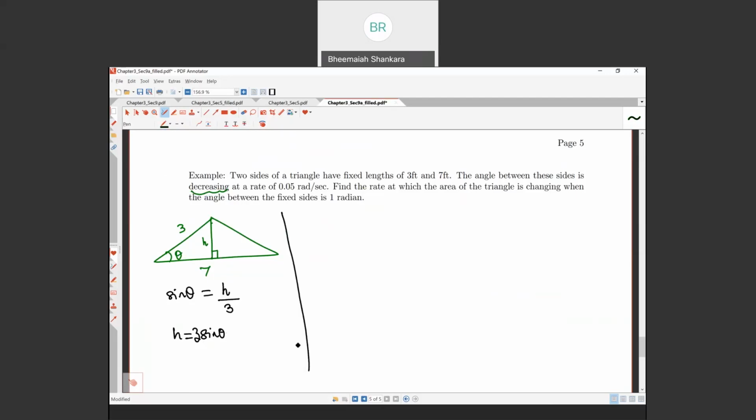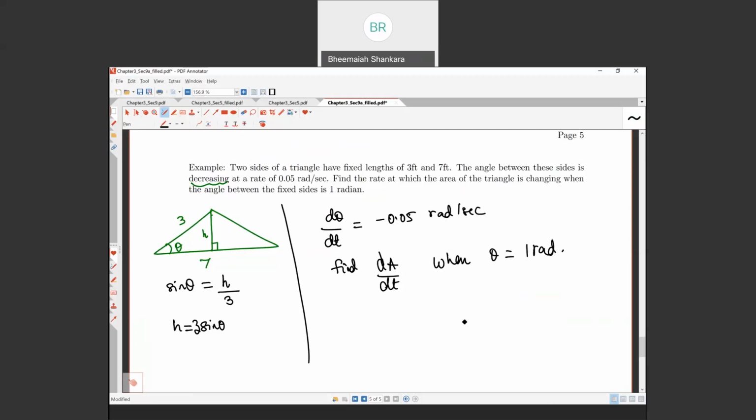Now list all the given quantities. d theta over dt is negative 0.05 radians per second. This is given for us, the rate at which the angle changes between the two sides. And then you're asked to find dA over dt, the rate at which the area changes when the angle theta is 1 radian.